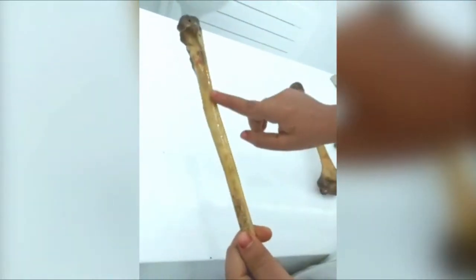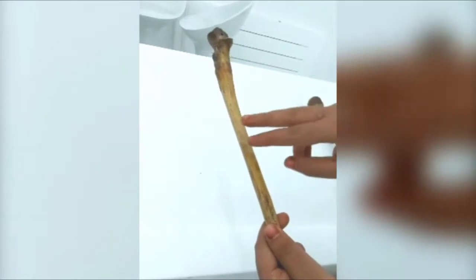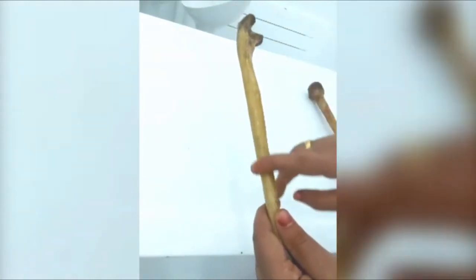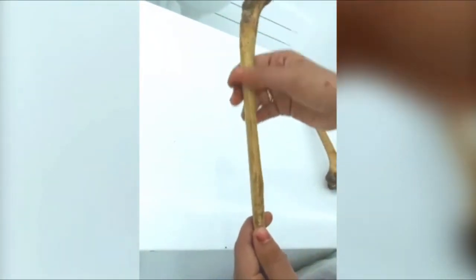Now we are moving to shaft. Shaft has 3 borders and 3 surfaces. The borders are lateral border, anterior border and posterior border. The sharpest border is lateral border, otherwise known as interosseous border, between the two bones. The 3 surfaces are anterior surface, posterior surface and medial surface. The sharpest among them is lateral border, also known as interosseous border.